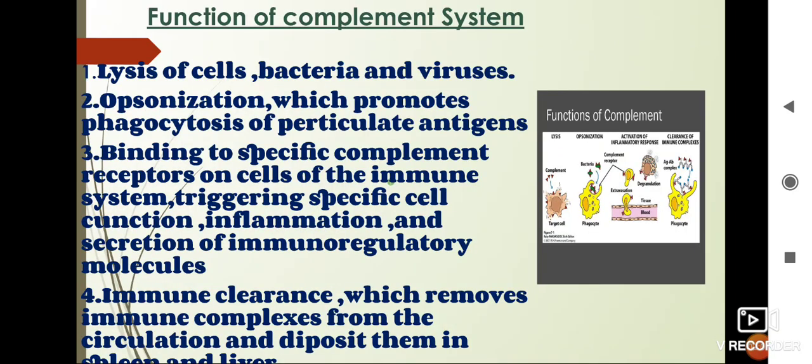Here are some of the functions of the complement system. The complement system plays a very important role in the lysis of cells, bacteria and viruses. It also plays a very important role in opsonization, a process which promotes the phagocytosis of a particular antigen by binding to a specific complement receptor on cells of the immune system, triggering specific cell responses or inflammation, and the secretion of immunoregulatory molecules.